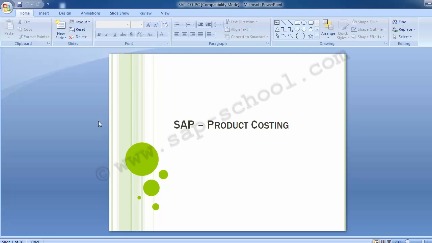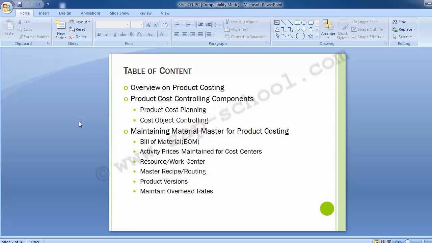In the controlling part, today's topic for the training is product costing. In product costing, the table of contents which we will be covering today is overview on product costing, product cost controlling components, product cost planning, cost object controlling, and maintaining material master for product costing.